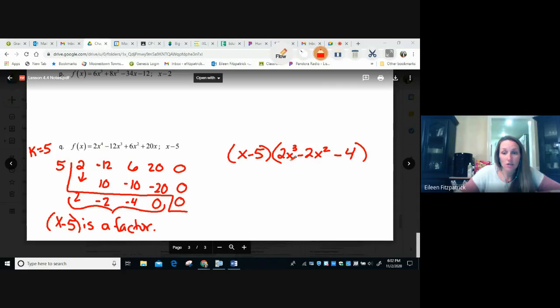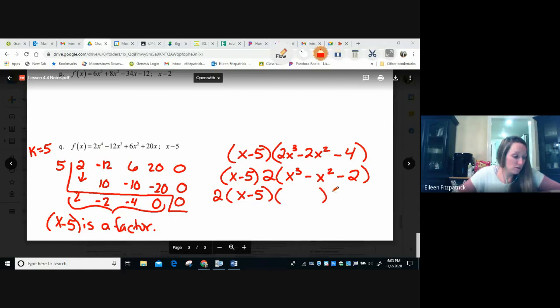So from here, is there a GCF? There is. There's a GCF of a 2. And I'll eventually write it out front, but for now, I'll just write it out in front of this trinomial. So when I factor out a 2, I'm left with x cubed minus x squared minus 2. I still have to see if that can factor completely by breaking it into two binomials. All right, I'm going to write this GCF out front. So I have a 2 out front, x minus 5, and then I'm seeing if I can factor further.